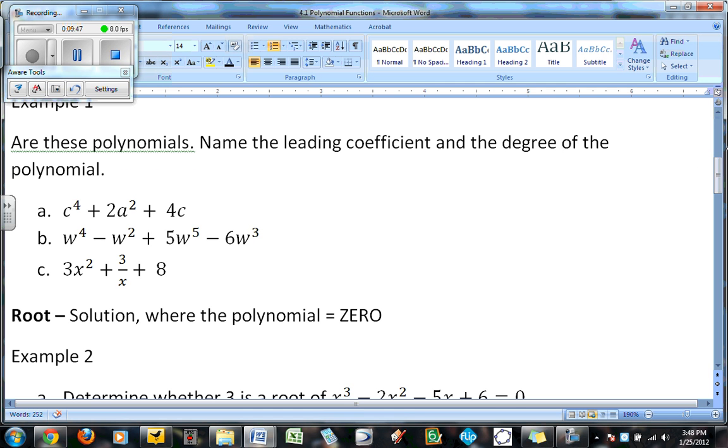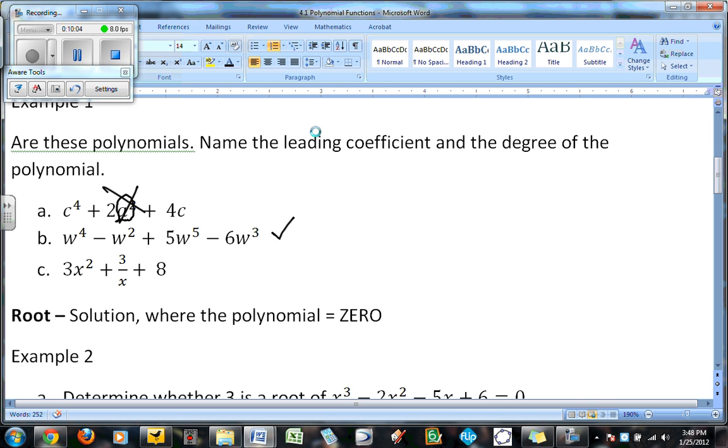Looks like number 1 is not a polynomial because it has to be one variable. That actually has 2 variables, so not a polynomial. This one all has one variable. The degrees are bigger than 0. They're all positive. This is a polynomial, check mark.